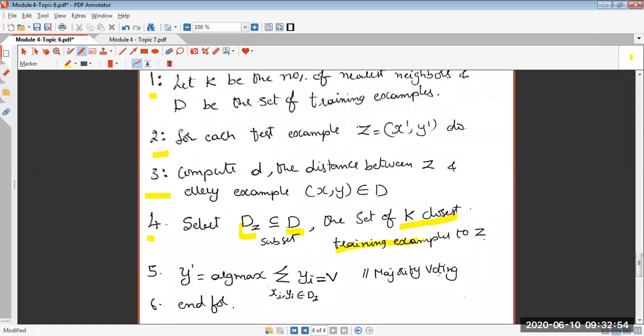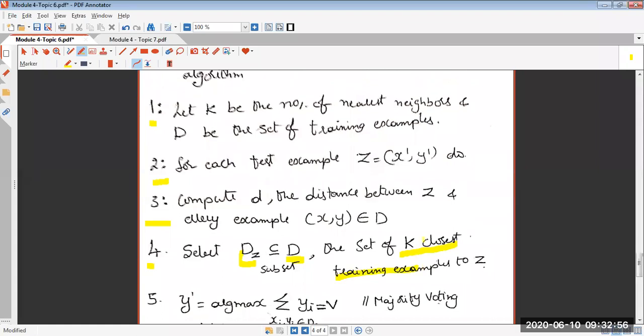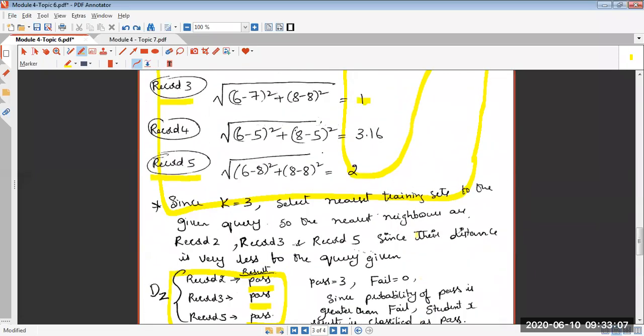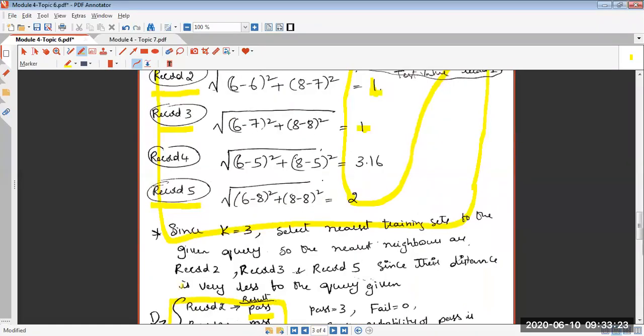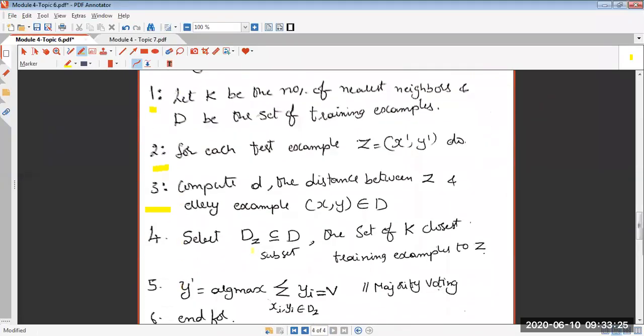For example, I'll try to relate it to the example. In the previous problem, it was given, consider 3 nearest neighbors, meaning that k equal to 3. So which were the 3 nearest neighbors we have considered? The 3 nearest neighbors are nothing but the 3 records with the lowest Euclidean value, or Euclidean measure. So it was record 2, record 3, and record 5. So that is nothing but dz here.